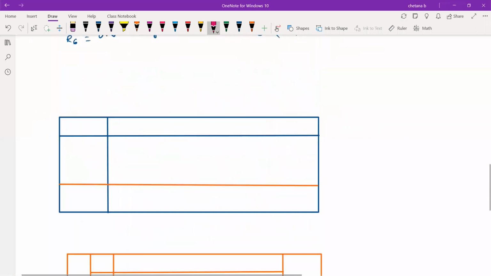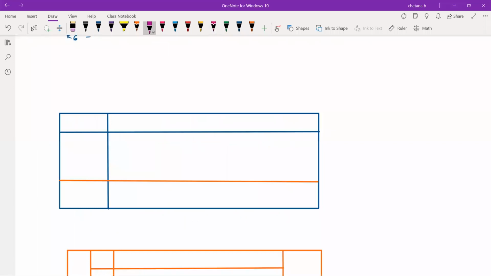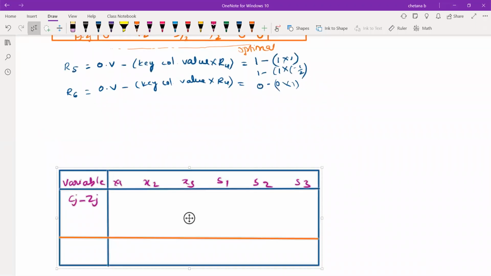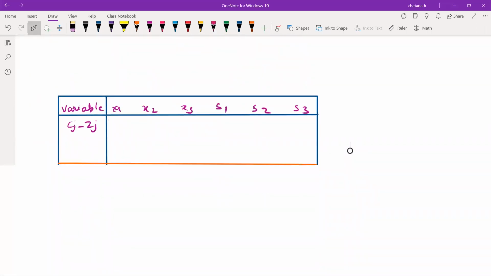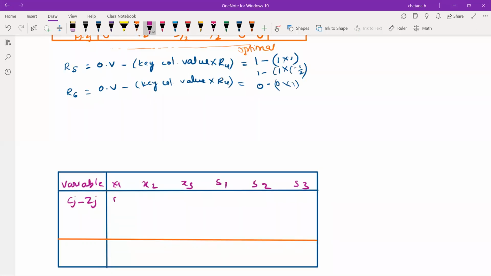For the key column, again repeat the same thing. The variables are x1, x2, x3, s1, s2, s3. Here are the Cj minus Zj values. This table is called the determination of key column table, right? Yes, ma'am. So these are 0, -2, 5 by 2, -5 by 2, -1 by 2, 0 and 0.